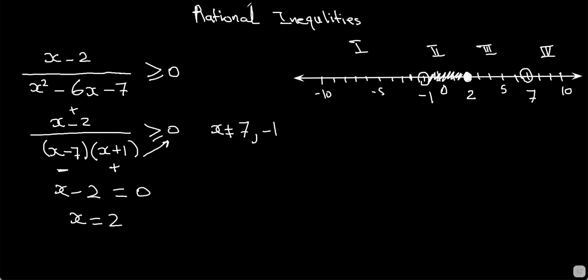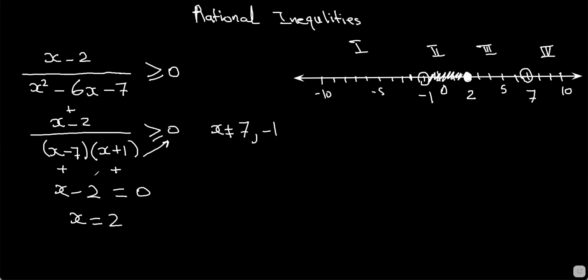Now let's go and test the last interval or line segment between 7 and infinity. So we're going to test 8. You could take 10 if you wish. Okay, let's take 10. 10 minus 2 is 8. That's positive. 10 minus 7 is 3. That's positive. 10 plus 1 is 11. So that's a positive number.